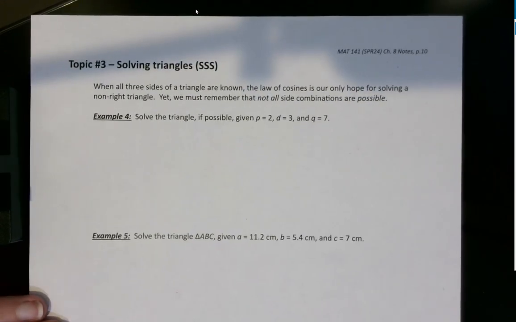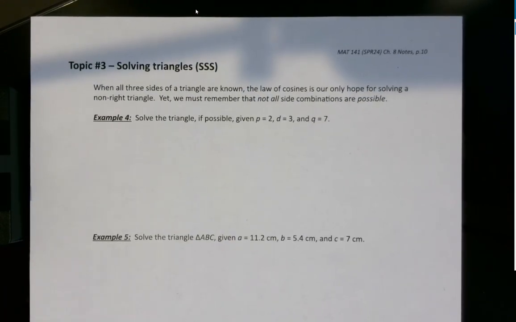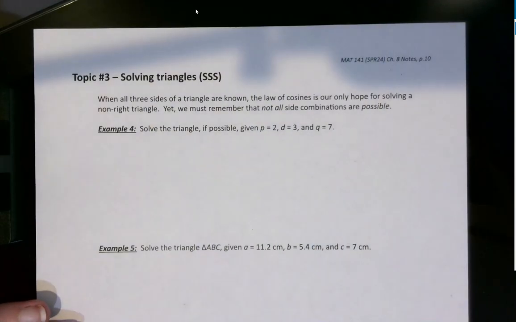Last page in section 8.2, we're going to solve some SSS triangles. When all three sides are known, the law of cosines is our only hope for solving for a non-right angle. But we must remember that not all side combinations are possible. So we could have no solutions, and we still could have one solution when they are possible. So let's check out these examples. Solve if possible.